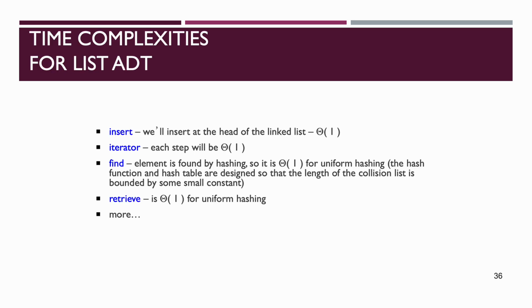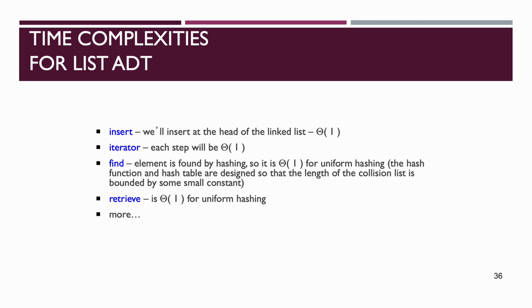So here are the complexities for the list entity. For insert, we'll insert at the head of the linked list. The complexity is theta 1. Then for the iterator, each step will be theta 1. Then for find, the element is found by hashing, so it is theta 1.